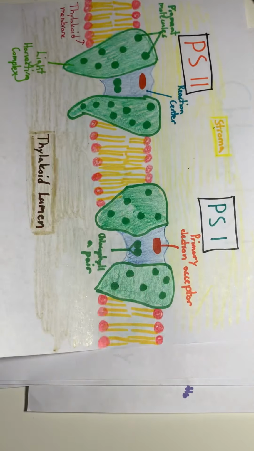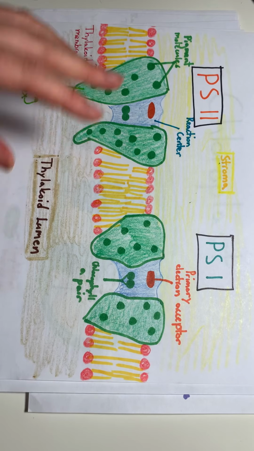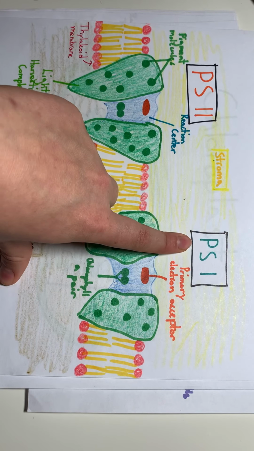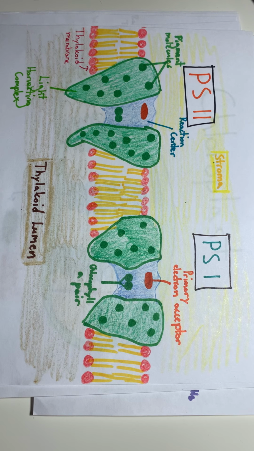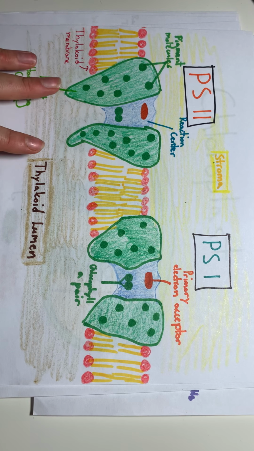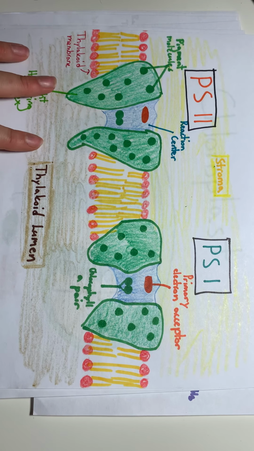Now, there are two types of photosystems in the thylakoid membrane. You find photosystem 2 and photosystem 1, which are named for order of discovery, not order of function. As you can see, both systems have the same basic structure. They both have pigment molecules, a reaction center, a light harvesting complex, a primary electron acceptor, and a chlorophyll A pair.